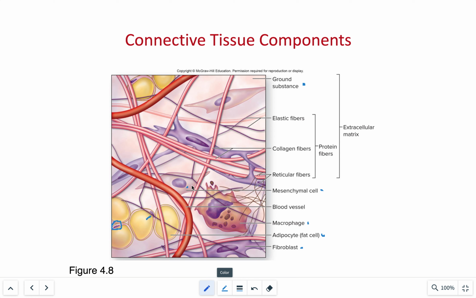So anytime there's an injury, for instance to a fibroblast, a mesenchymal cell will divide, it'll create a new mesenchymal cell, and then that undifferentiated mesenchymal cell will turn into a new fibroblast to maintain the ground substance within the extracellular matrix.